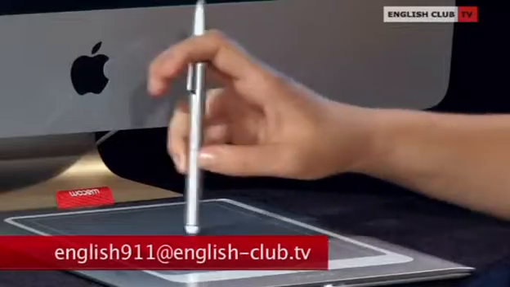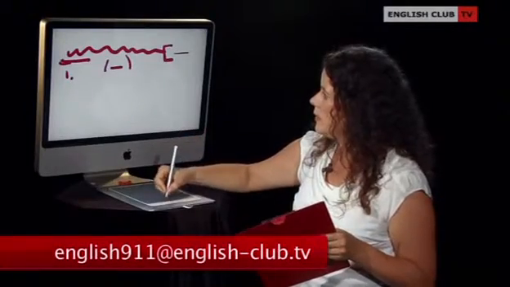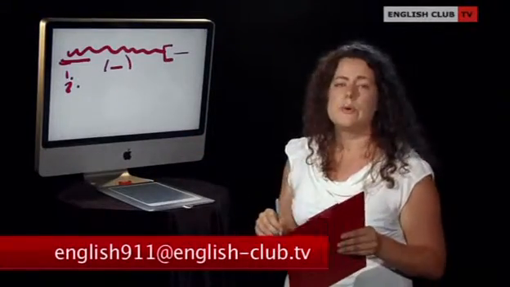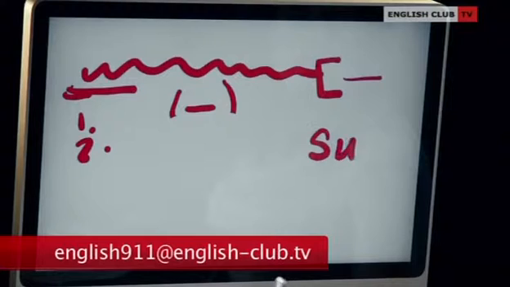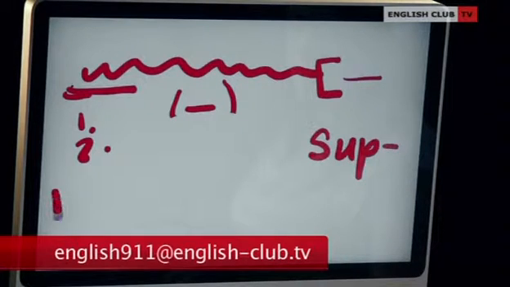Now, rule number 2 is that the hyphen goes at the end of the first line. So let's use support again. Here's our word. Sup. Now, where do we put the hyphen? That's right, at the end of the first line. So we put it here, and then we continue.